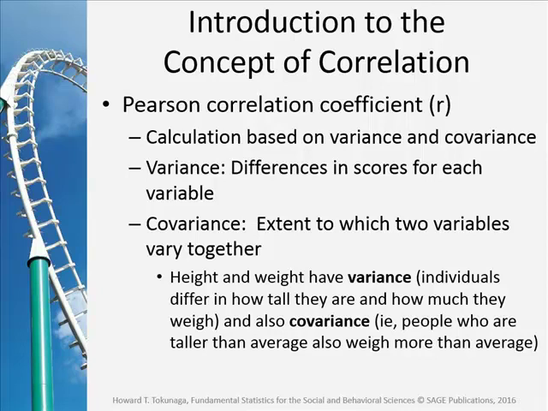We can numerically represent this relationship. It's known as correlation. The Pearson correlation coefficient is labeled R. And what the correlation coefficient does is it allows us to determine the amount to which variables change overall, and then how much of that change is due to a second variable, which is covariance.